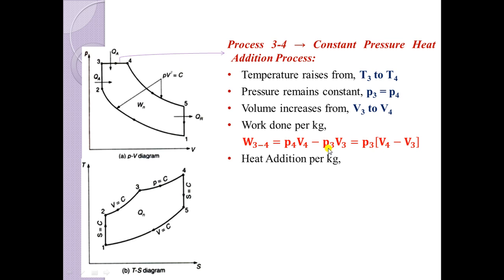Heat addition in this case is given by Q34, which is equal to Cp into (T4 minus T3). Here Cp will come because heat is added at constant pressure. The second cutoff ratio here, that is for constant pressure, is given as rho. That is derived based on the relation volume over temperature is constant.